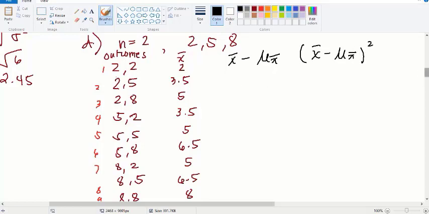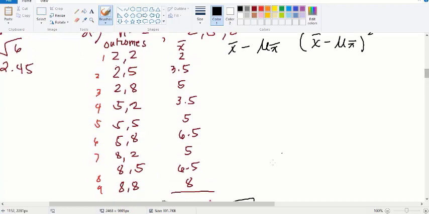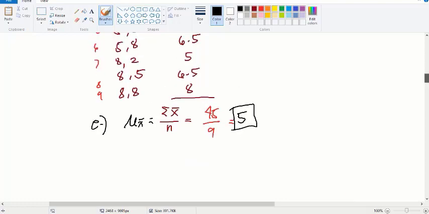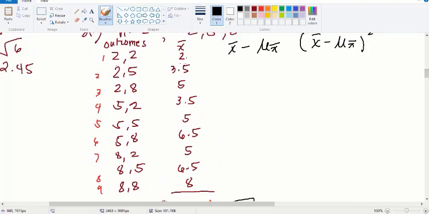2 minus 5 ba yun? Okay, 5 yung ating nakuhang, ito guys, ang sinasabi ko ha, yung mean of the sample means. Okay, so 2 minus 5, ilan ba? 2 minus 5 is negative 3. Okay, negative 3. 3.5 minus 5, negative 1.5. 5 minus 5, 0. Negative 1.5, 0. 1.5 positive, 0. 1.5. 8 minus 5, 3. Square. Okay, so negative 3 squared. Okay, 9.